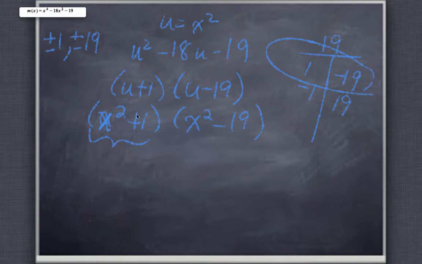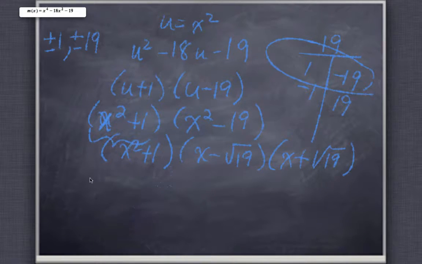This one doesn't factor over the reals because of the plus 1. So x squared for any real number is at least 0. You add 1, it's at least 1. So it's never 0. This one does. So at this stage, you can factor this one like this. Or in both cases, you could say, well, I've only got a binomial now, so I'm going to go ahead and set it equal to 0.